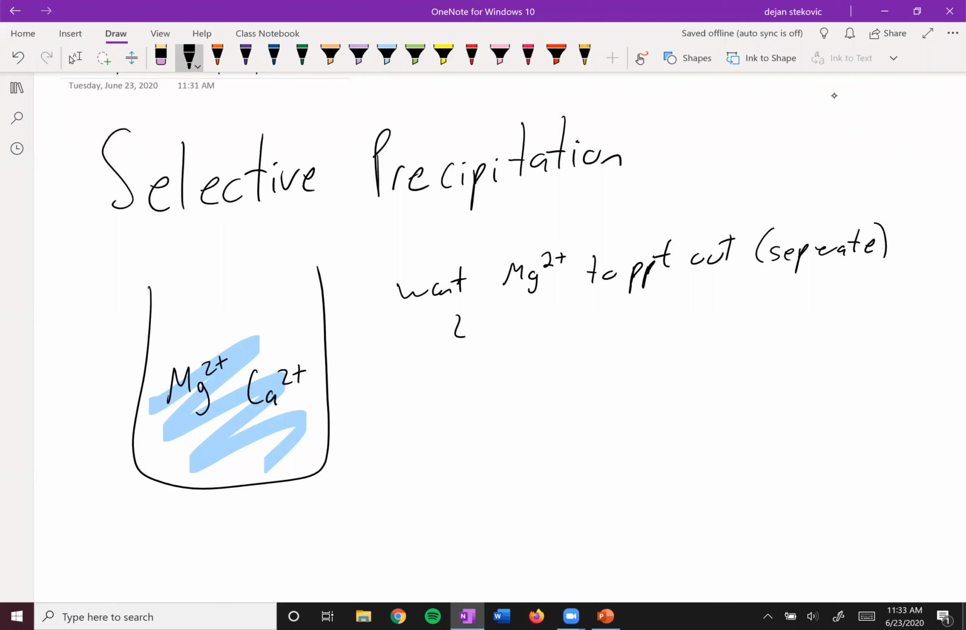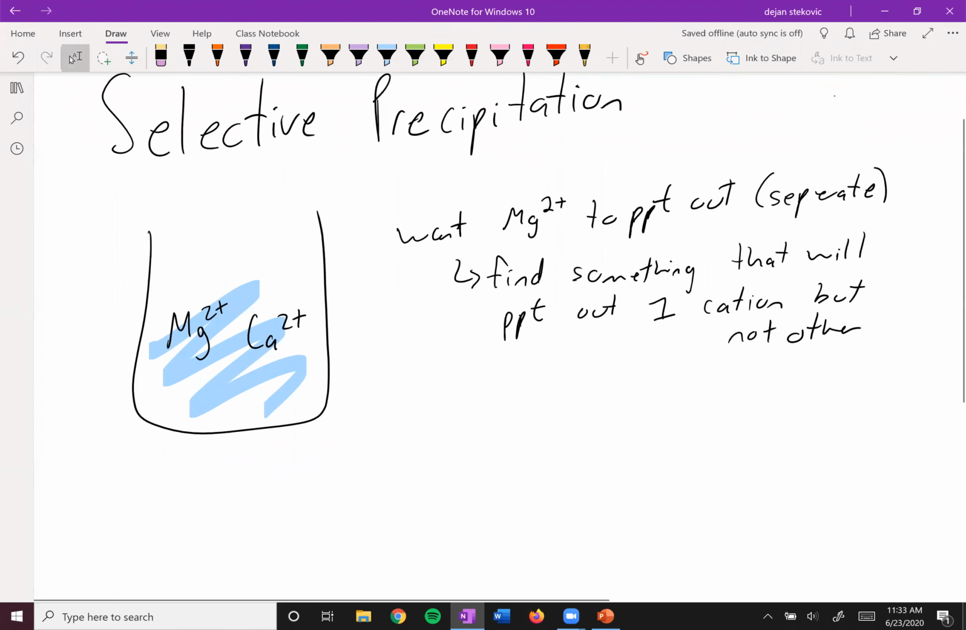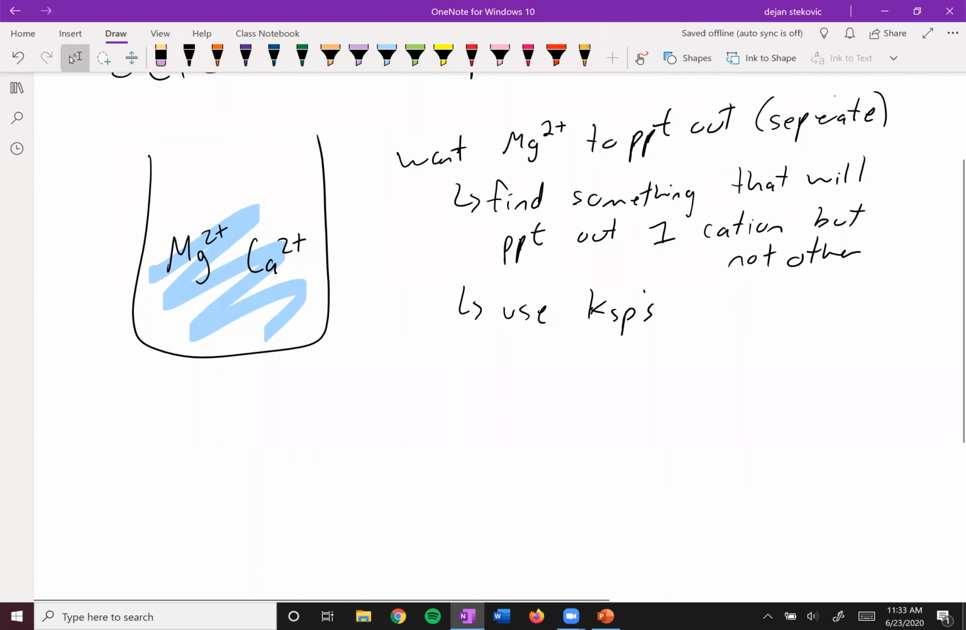And oftentimes in chemistry, we want to separate things. We want to purify things. And so what we need to do is find something that will precipitate out one cation, but not the other. And so what you might do here is look at a table of KSPs and try to find something where their KSPs are significantly different so that you can precipitate out one without precipitating out the other.